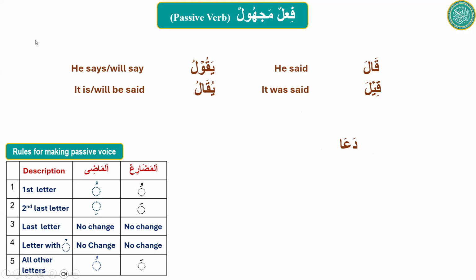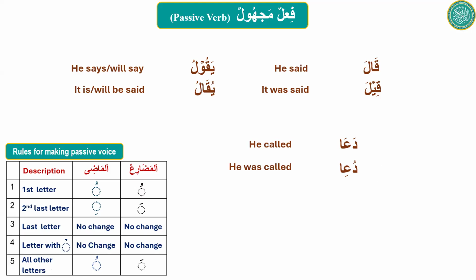Da'a, another word. Da'a means he called. And if I want to make it passive voice, let's do it. Sister Khairun Nisa, could we make this passive voice? What will dal get? They'll get a dhamma. Ain is the second last letter, get a kasra. And last letter, no change, right? Can you even read it?